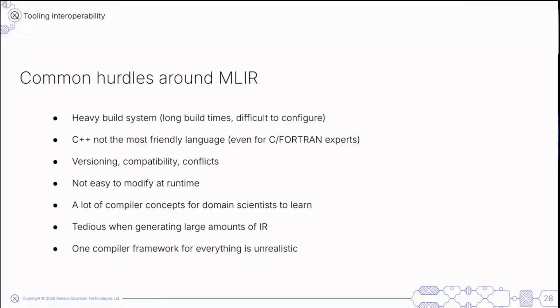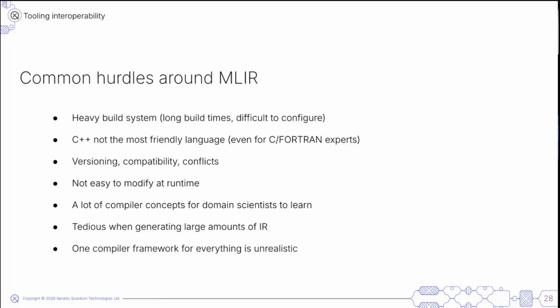We like MLIR, but I'm aware not everybody is willing to invest the effort needed to get that up and running. It's a very heavy build system. There are long build times. It is quite challenging to configure out of the box. Not everybody is a fan of C++. We work with a lot of people who come from a C background or even a Fortran background, who are not a fan of template metaprogramming.